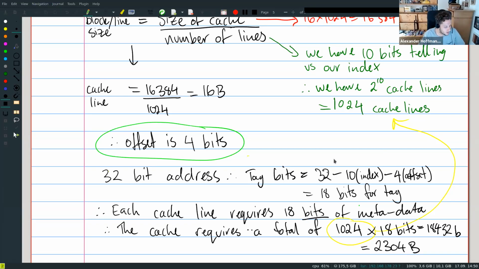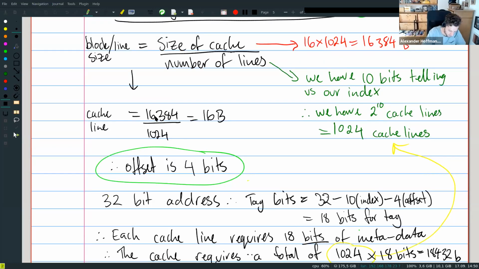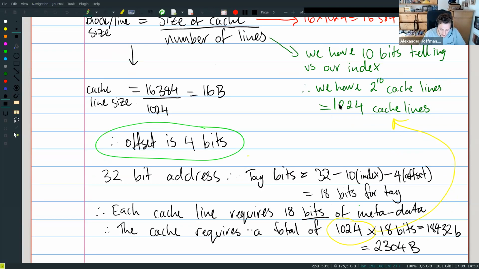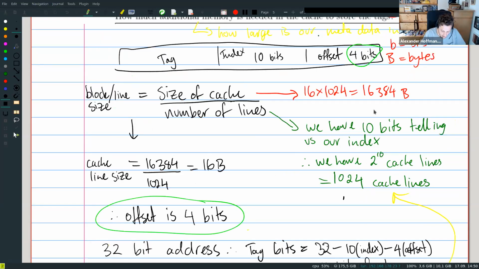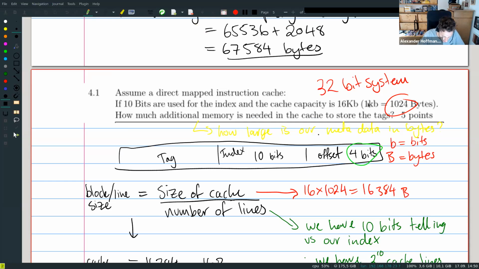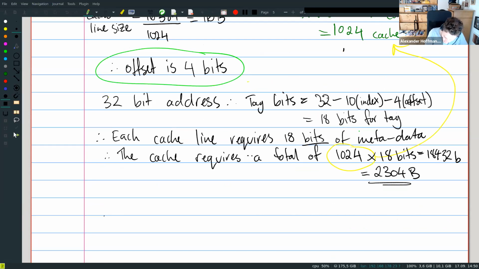So the cache line you wrote on top left. That's the size of each cache line, and this is the number of cache lines. Yeah. So therefore, we have 2,304 bytes of metadata. So therefore, the answer is not asking for the total size of the cache. In this question, it's just asking for this. So the correct answer to this question would be this here. That's the answer.